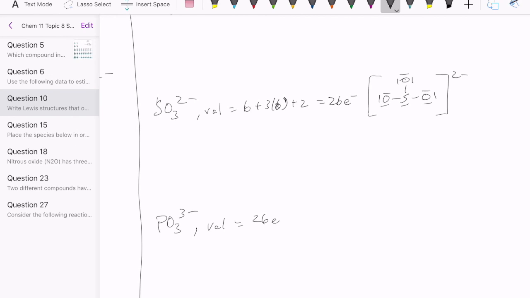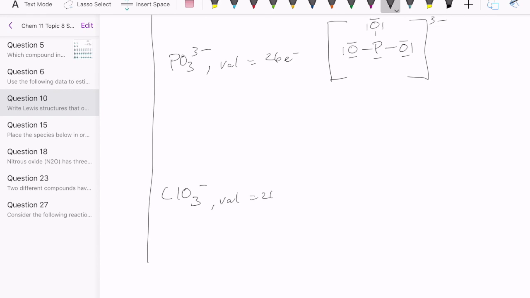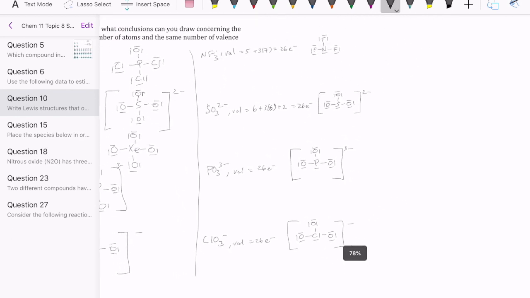It'll be 26 again. And again, you should start seeing the pattern in the structure that I'm drawing here for this ion compared to the other 2 that we just drew. Then lastly, another 26 electrons, ClO3 minus, and that. Okay, so that's for the second one, part B.